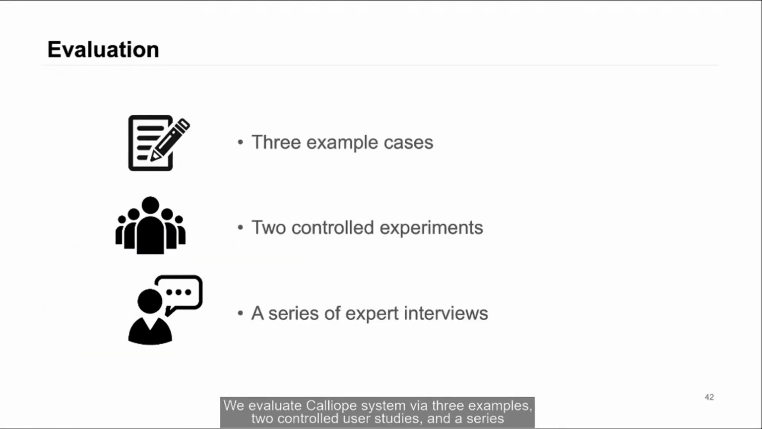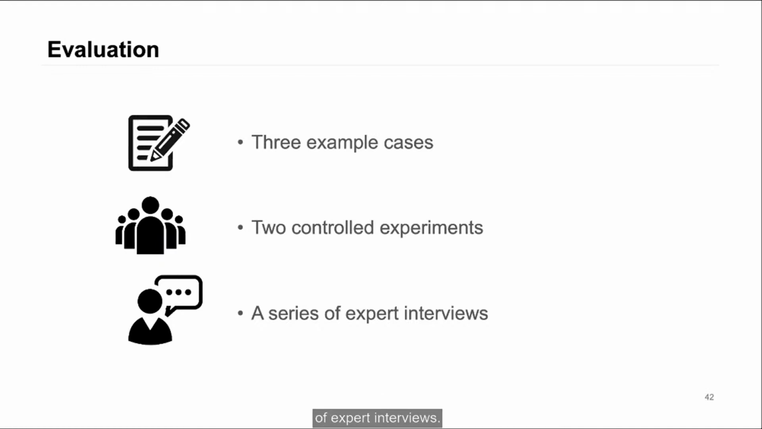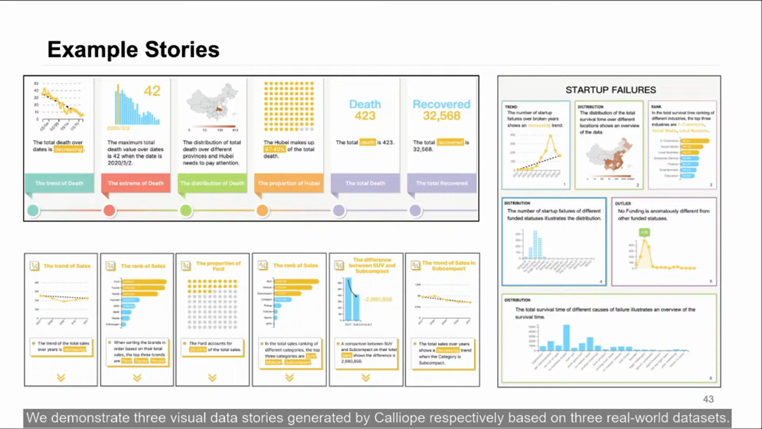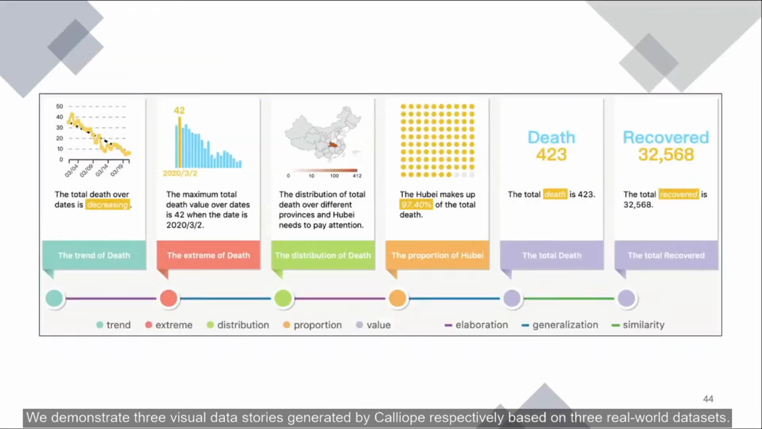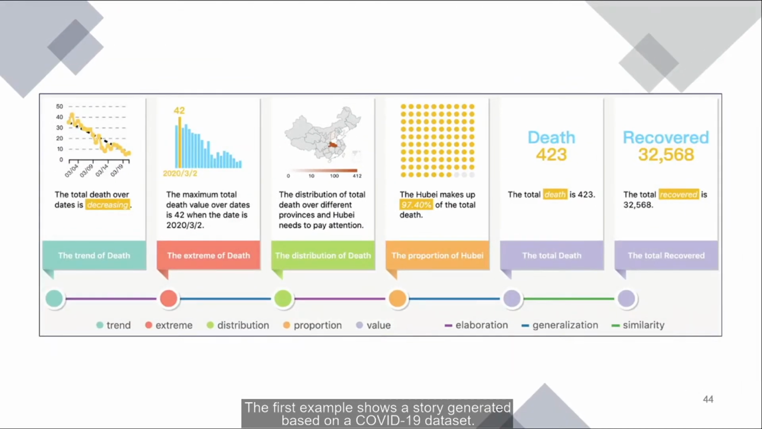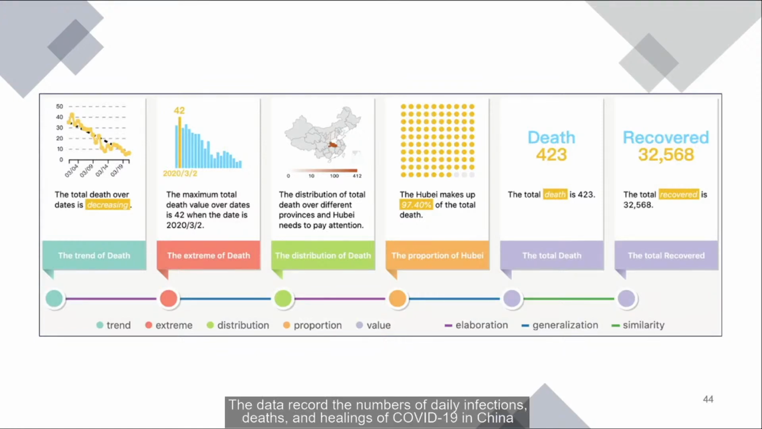We evaluate the Calliope system via three examples: two controlled user studies and a series of expert interviews. We demonstrate three visual data stories generated by Calliope, respectively based on three real-world datasets. The first example shows a story generated based on a COVID-19 dataset. The data record the numbers of daily infections, deaths, and recoveries of COVID-19 in China from March 1st to March 21st.